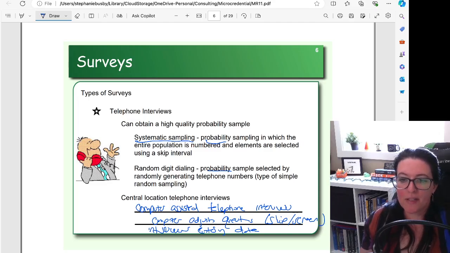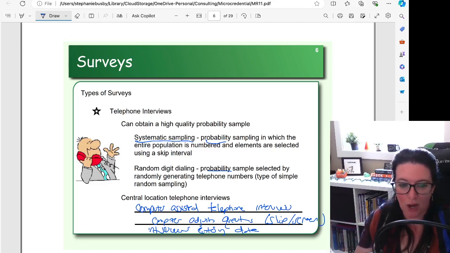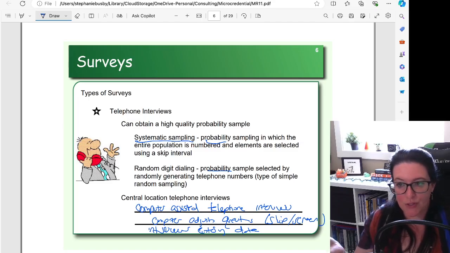The other benefit of the central location telephone interviews and computer-assisted telephone interviews is that it allows your organization to outsource the interviewing to a third party, a company that basically has hired people to do these phone calls. And you don't have to be a content expert on that particular topic because the computer is telling them which questions to ask based on the answers that you give.